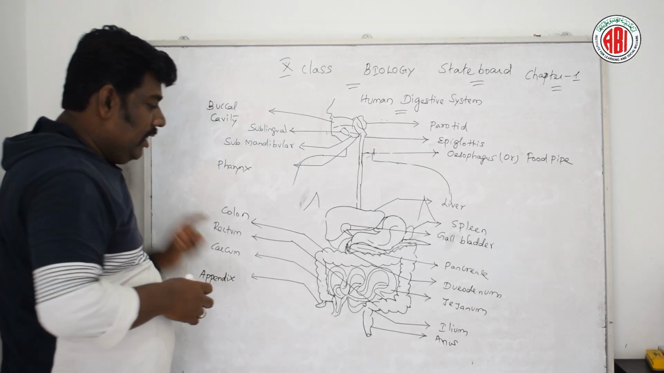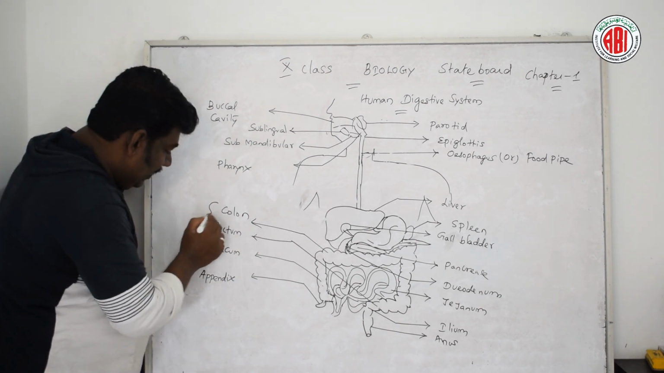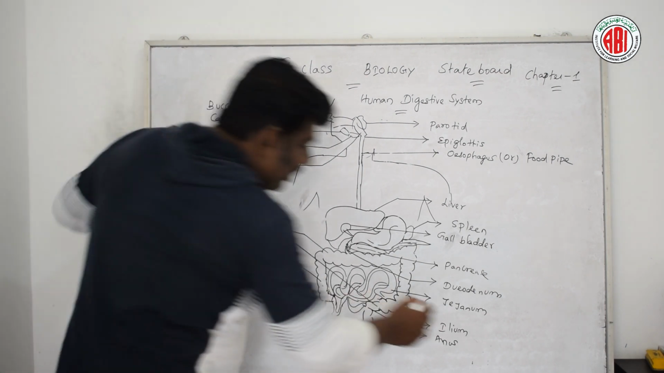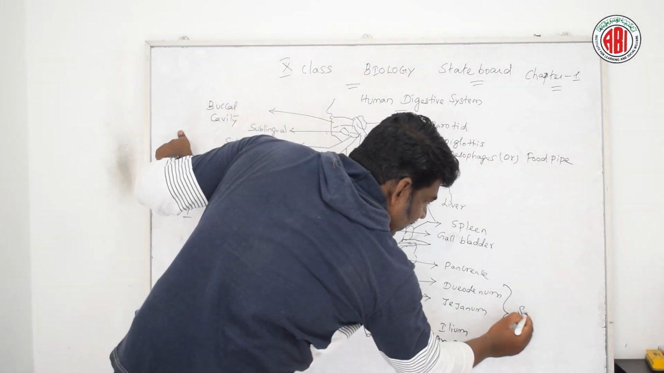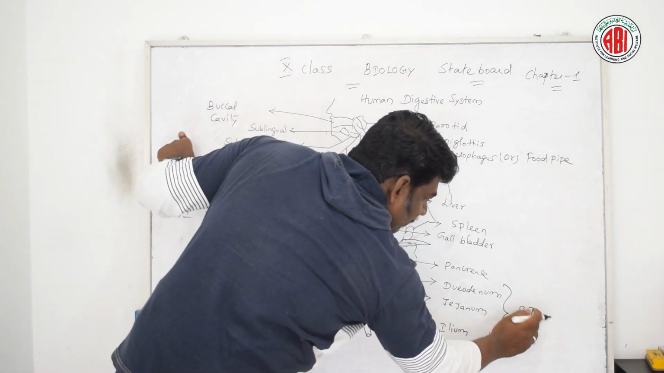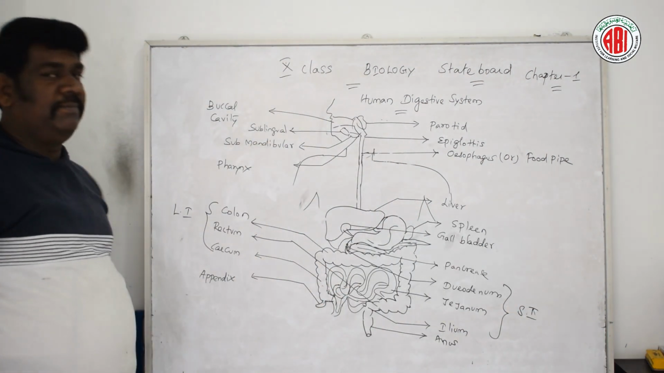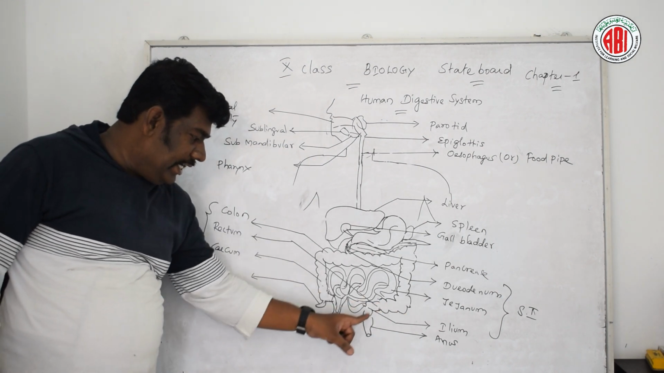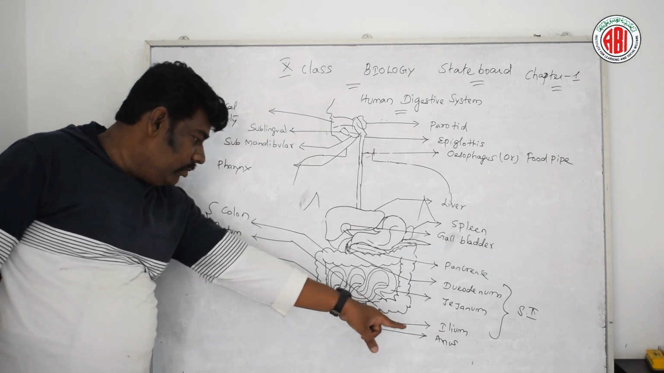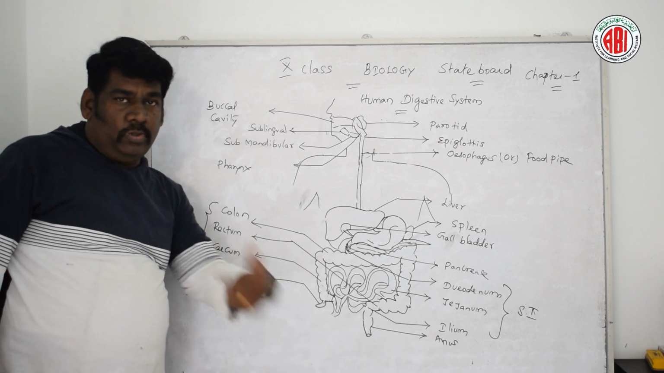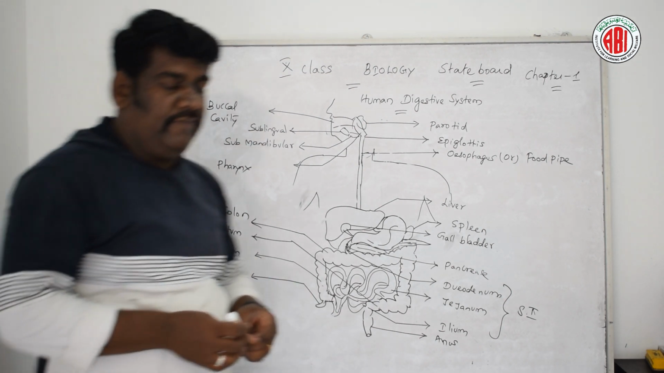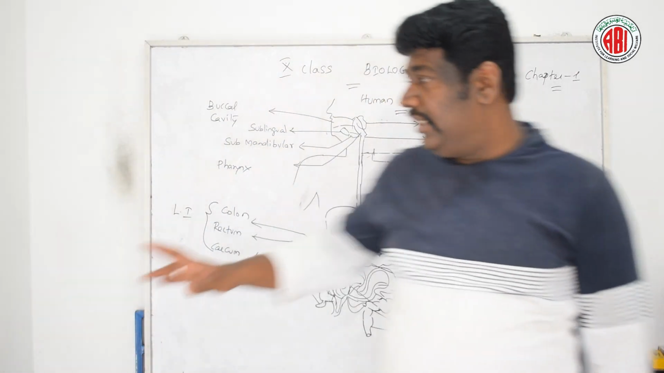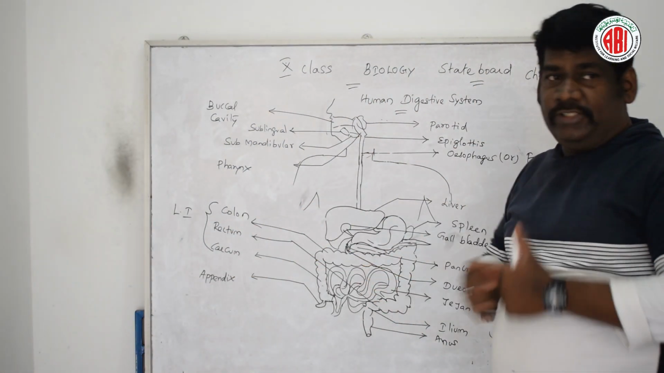Colon. So these are the three parts of the large intestine. Similarly, duodenum, ileum, jejunum are the three parts of the small intestine. So finally, the rectum is connected to the anus, and through that the waste, unwanted food materials are pushed out. So this is the entire human digestive system.